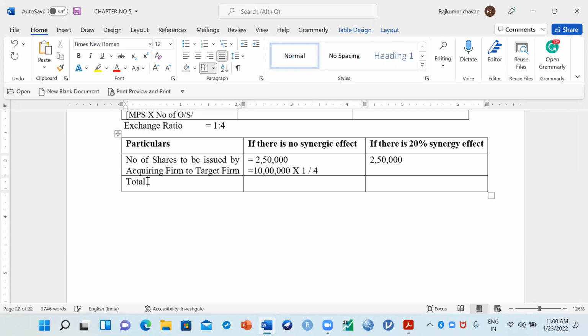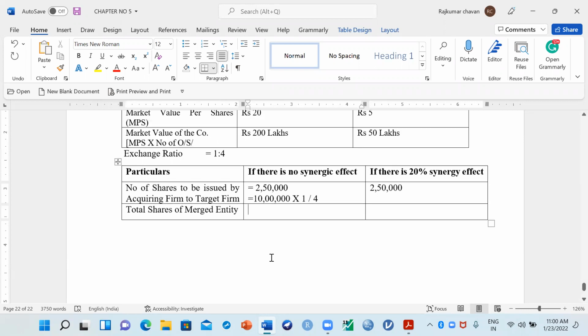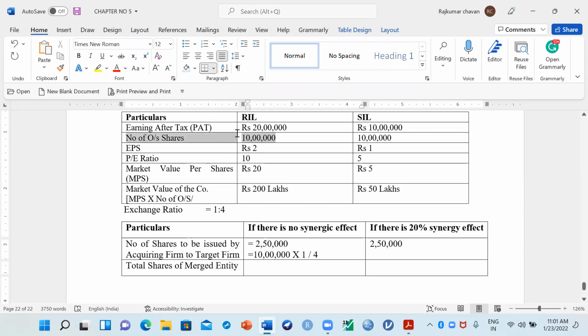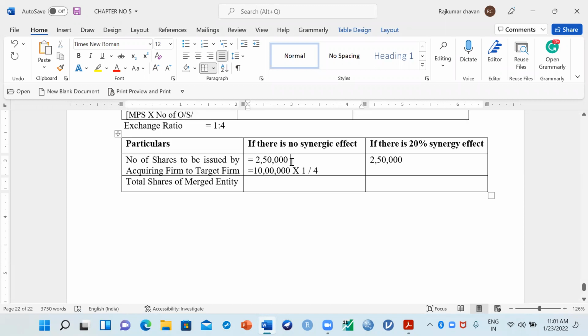Now can we take the total shares? We can calculate it for which one? The merged entity. So now how to calculate total shares? Now we have to calculate the total shares of the companies, right? Remember, RIL has a total of 10 lakh shares and now they are issuing 250,000 shares. Now what will be the total shares after merging of both the companies? Whether there is synergy or not, the shares will remain. Remember, when synergy happens, the value of the company increases. If a merger happens, what is the total number of shares they are getting?